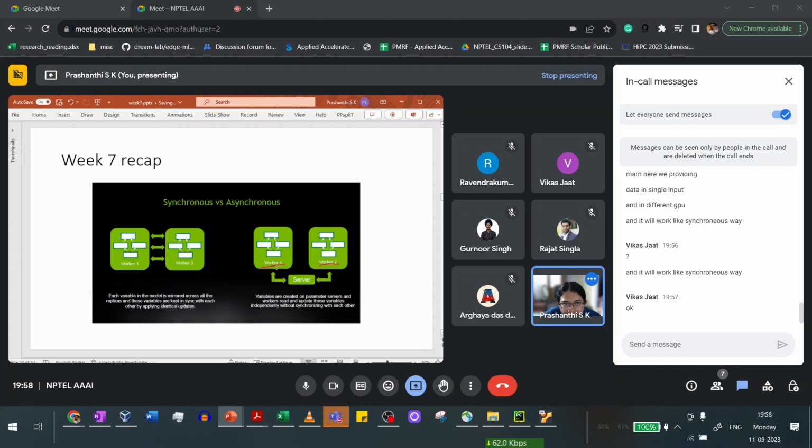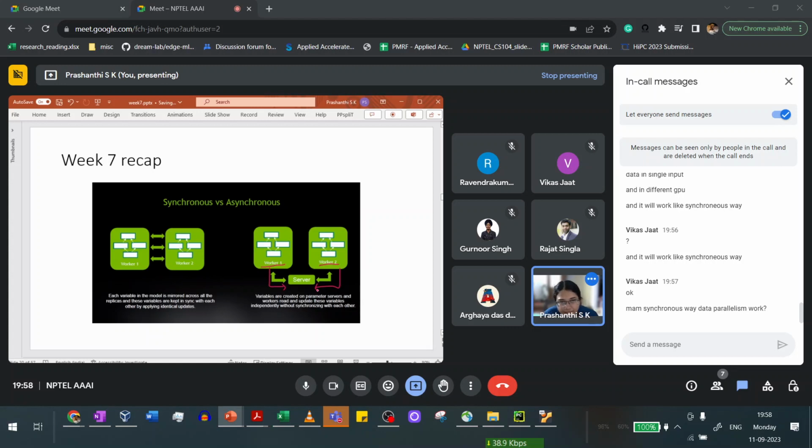At some point, they will send data back to the server, and then the server will update its global copy, right? So this is why it's called asynchronous. Basically, there is no synchronization between these two, and because of that there is no waiting also.